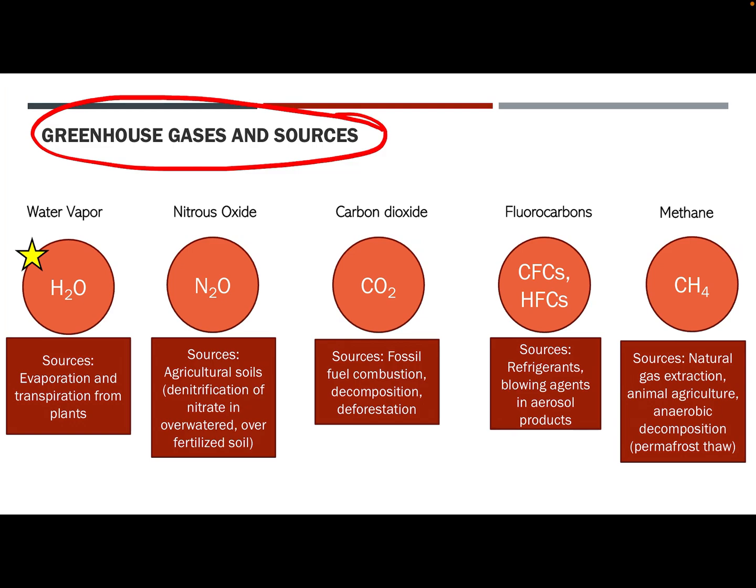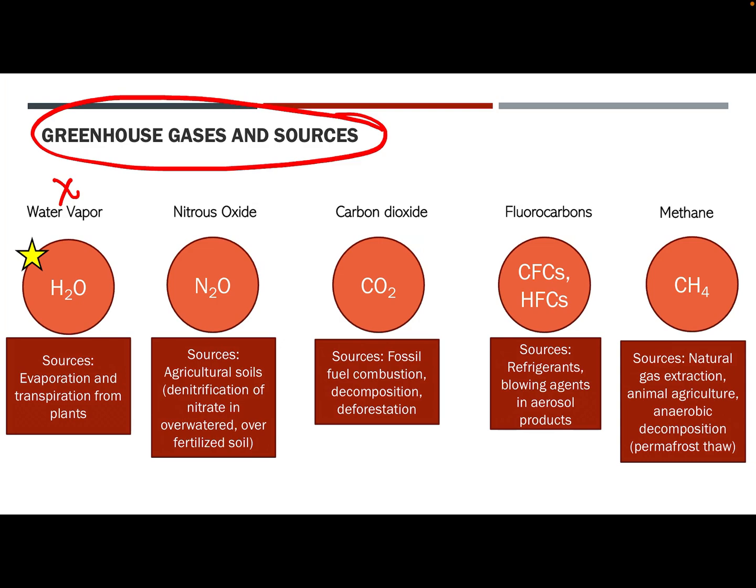Too much of a good thing. Some greenhouse gases are needed to keep our atmosphere warm enough to live, but too many are re-radiating too much heat back towards Earth. So here are the 5 main greenhouse gases. I'm going to come back to water vapor in a minute.